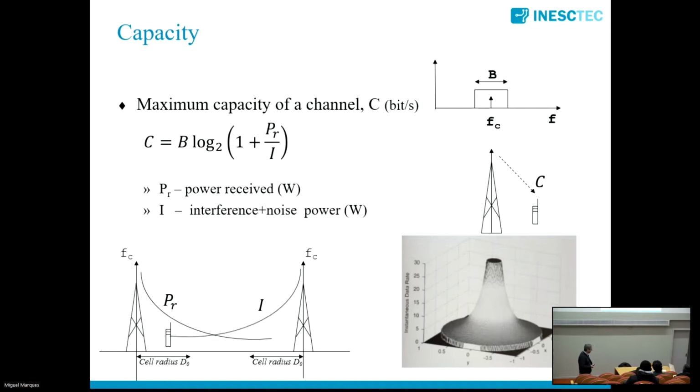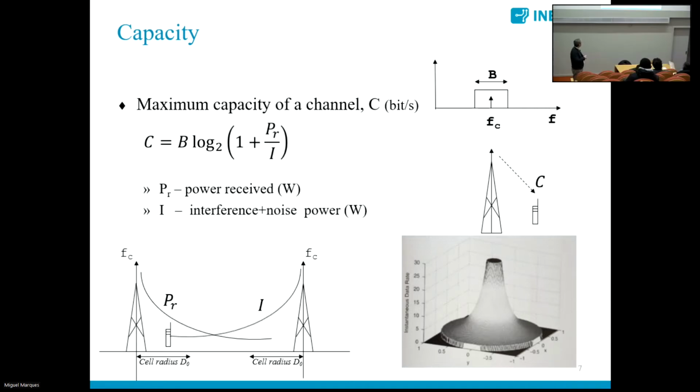Of course, then we'll have also to consider interferences. And as you can see here in the picture, what matters is not only this power received, but the relationship between power received and the interference that we are receiving from other antennas that are transmitting on the same frequency.